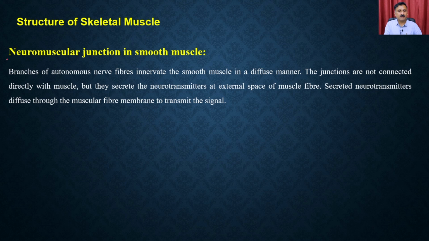Now, neuromuscular junctions. Although smooth muscles are not voluntarily controlled, they still require signals from the nervous system. The branches of the autonomic nerve fibers innervate the smooth muscles in a diffuse manner. The junctions are not connected directly with the muscles, but they secrete neurotransmitters into the external space of the muscle fiber. The secreted neurotransmitter diffuses through the muscle fiber membrane to transmit the signal.